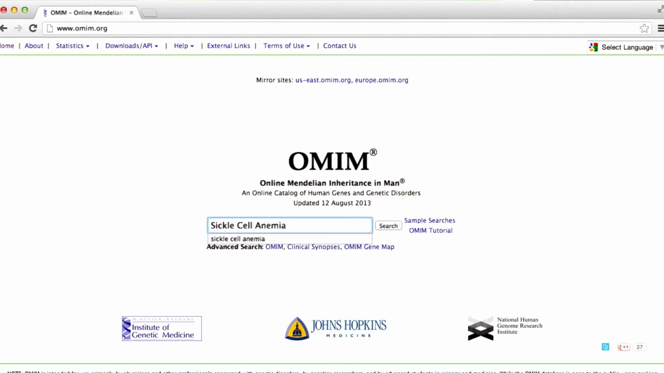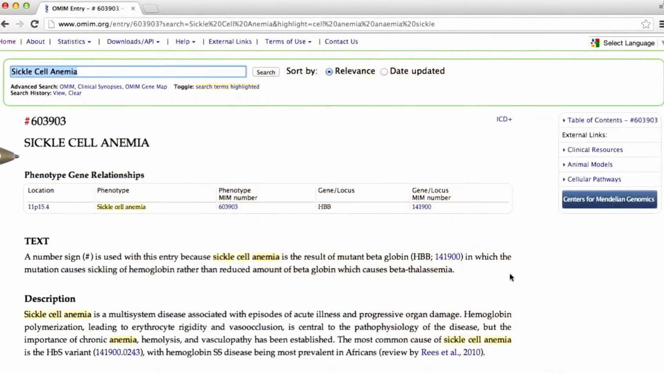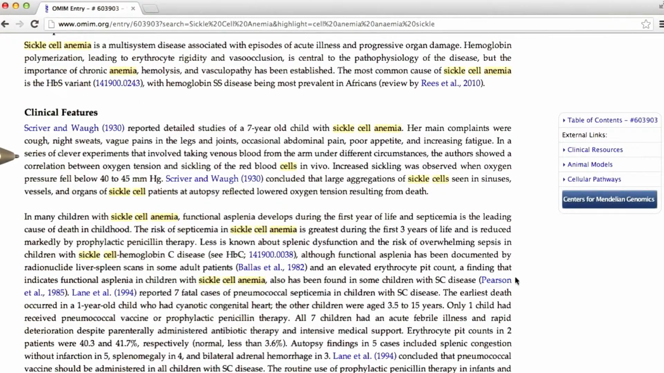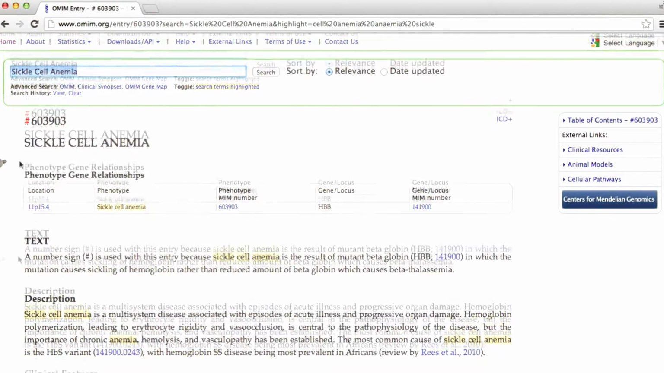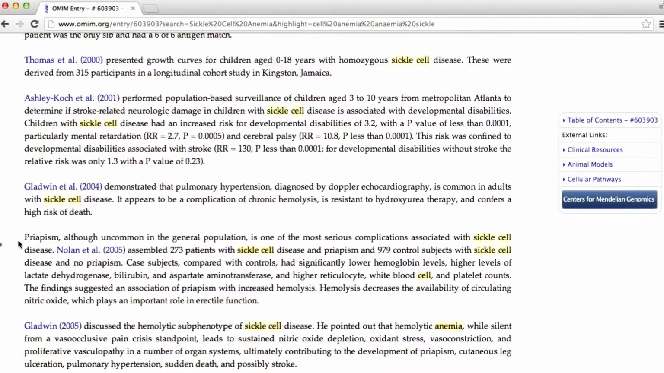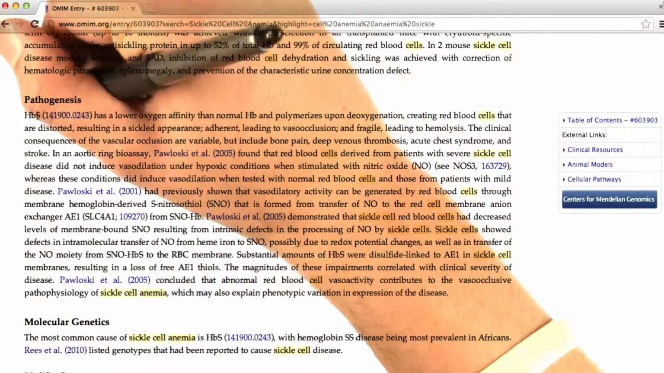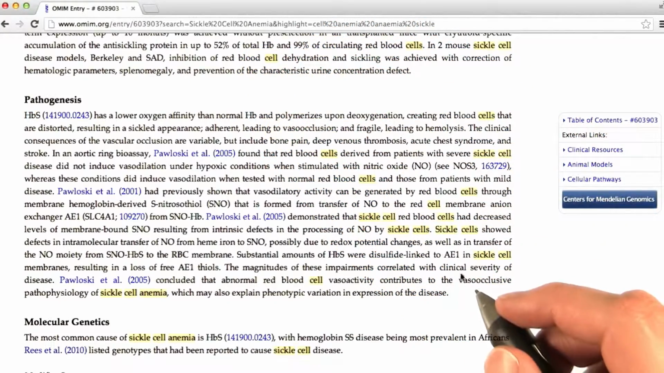OMIM is a database that catalogs all the known diseases with a genetic component, and, when possible, links them to the relevant genes in the human genome and provides references for further research and tools for genomic analysis of a cataloged gene. You can see here the entry for sickle cell anemia, which has a very large page that has a huge description of the disease, tons of published research about it, and even gives a detailed description of the alleles that cause the various phenotypes.